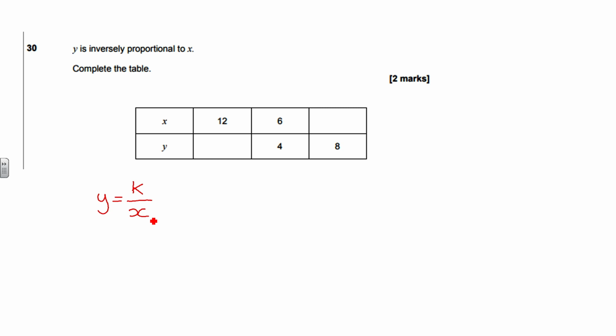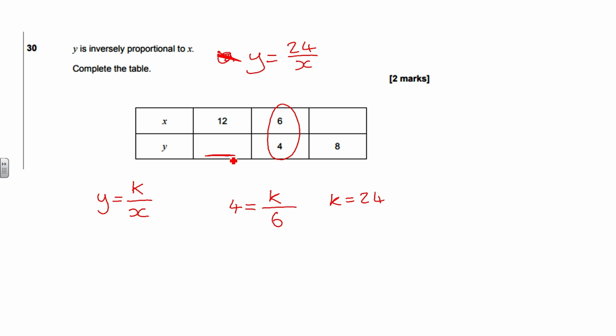So if we look at what information we've got here, we can see that when x is 6, y is 4. So 4 is equal to some number divided by 6. So what number, when I divide it by 6, gives me 4? That will be 6 times 4, 24. So the k is worth 24. So I've now got this formula that the y is 24 divided by whatever the x is. So to work out the y, I just need to do 24 divided by 12, which is 2.